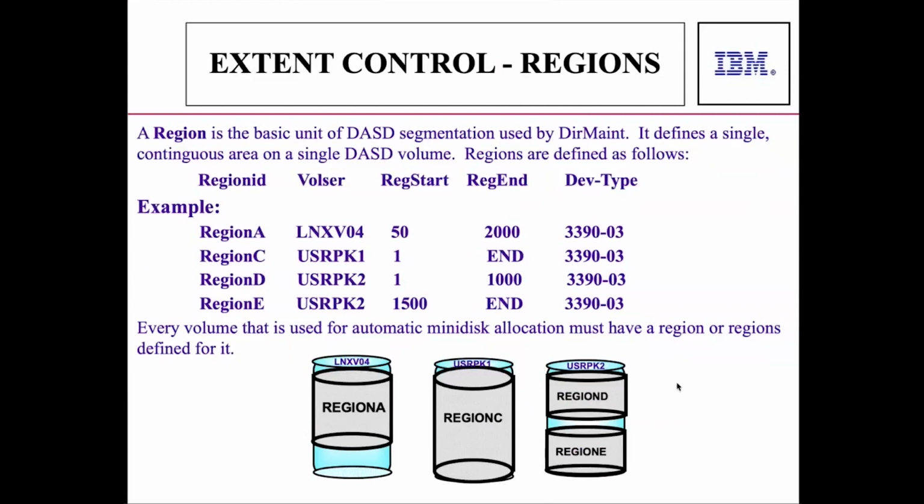But any volume that you don't reference in this region section, DirMaint won't allocate minidisks on it. You have to sort of fight with it to get a minidisk allocated there because it doesn't know about it. This is how you tell it where to put things. So that's the whole important message about regions. If you don't define a region for a disk, then DirMaint doesn't know about it. It's not going to allocate minidisks on it, and it's going to complain if you try to put a minidisk there when adding a user. So that's why you put all of the disks where you want DirMaint to allocate minidisks in this section of the file.